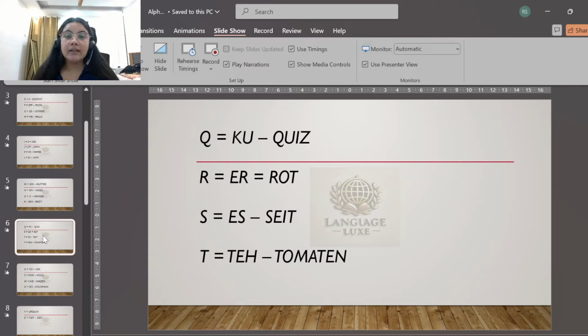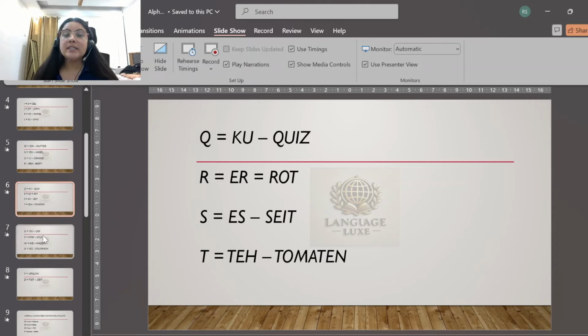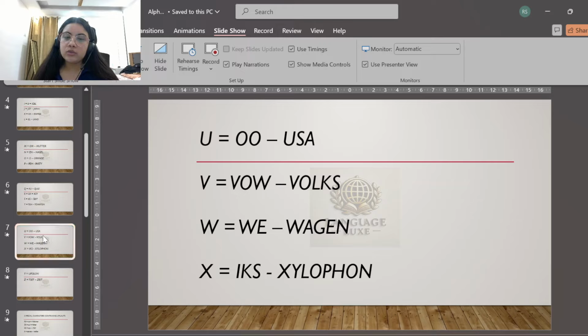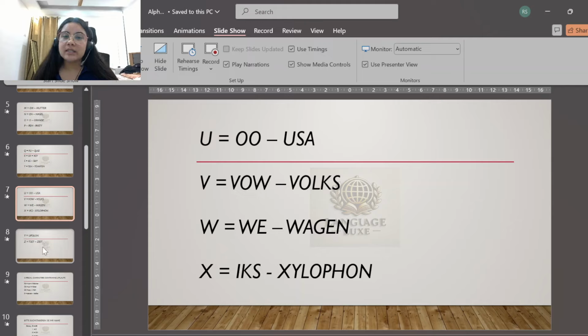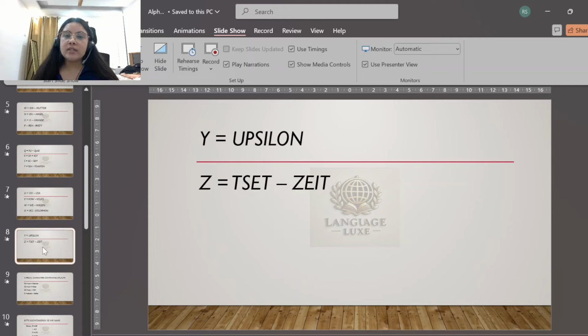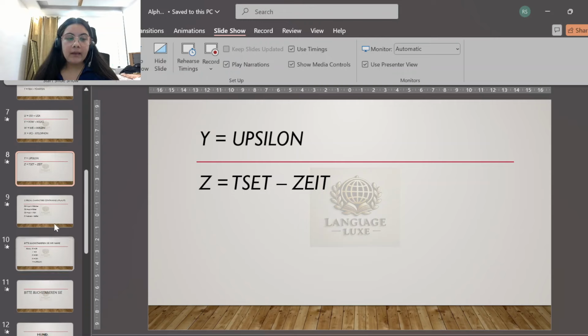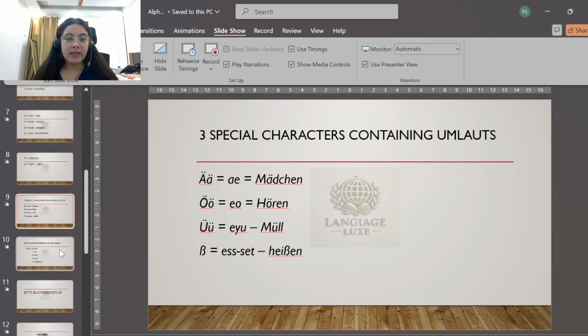Rot is red, the color red. Zeit is different, that means time. Tomate, tomato. USA, everyone knows. Fuchs, fox, I already told you. Volk, people. Wagen, vehicle. Xylophon is xylophone. Ypsilon, it's the name of the alphabet. Zeit means time. And these four I have already explained.